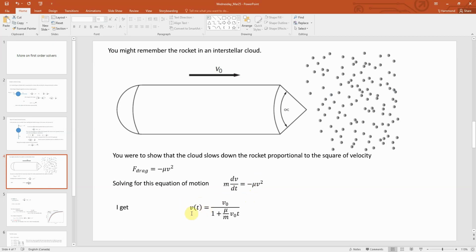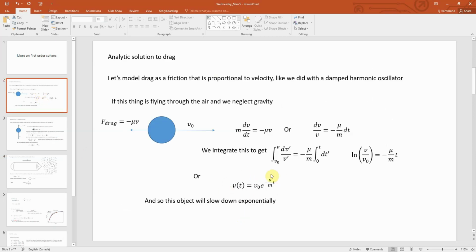So then what we get for our solution is v of t, this velocity as a function of time, is our initial velocity, this initial rocket flying through space, divided by 1 plus mu over m v naught t. All right. So the interesting thing about this, maybe you haven't recognized it yet, is if we integrate this velocity, you could probably do this in your head. You integrate velocity to get position. Then what you'll get is still some kind of exponential function. And so that means that as t goes to infinity, our x will actually reach some finite value.